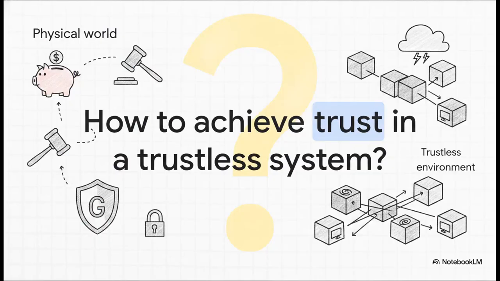Now, the crucial puzzle we're trying to solve today is right here. How do you actually achieve trust in a system where literally no one knows each other? Think about it. In the physical world, we use banks, lawyers, and government registries to establish trust. But in the digital world, figuring out how to herd a group of completely independent, anonymous computers in a totally trustless environment is the core puzzle of blockchain.